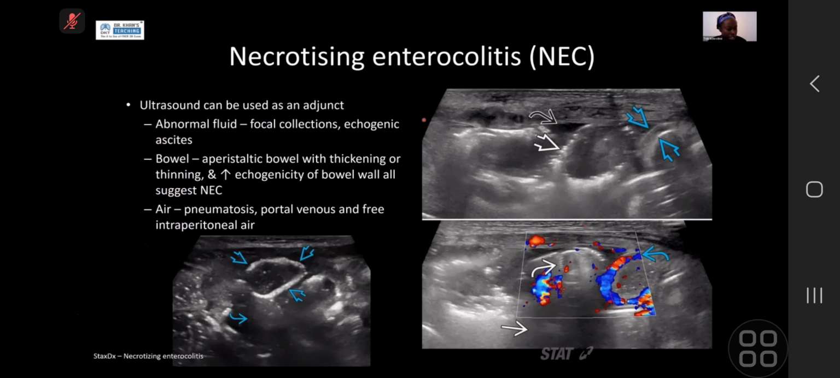We can also look for free intraperitoneal air, so I like to look along the liver capsule to see if I can see any echogenic foci, which is in keeping with free air. And we can also look for focal collections or echogenic ascites, so free fluid which looks dirty with multiple echoes, which suggests that there might be a perforation. So ultrasound can be used to further assess, but it's really done to look at a child who's already on treatment to see if things are progressing rather than to make the initial diagnosis.